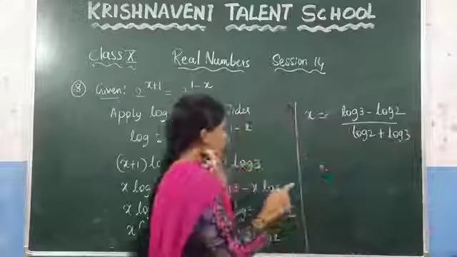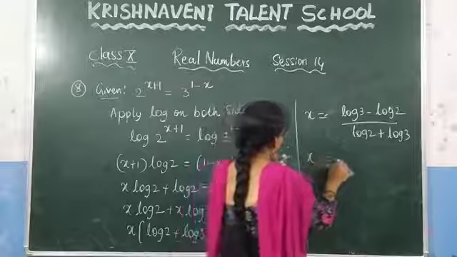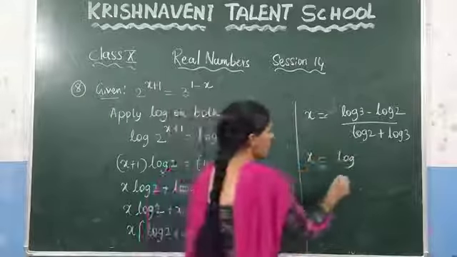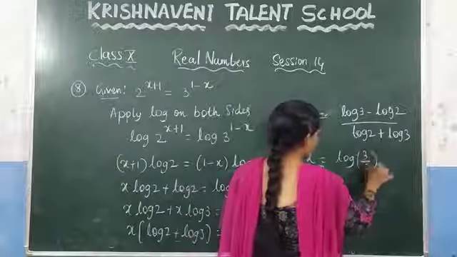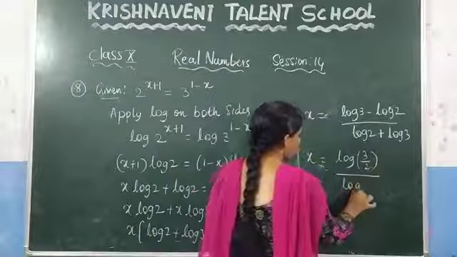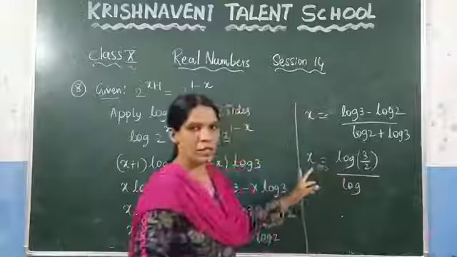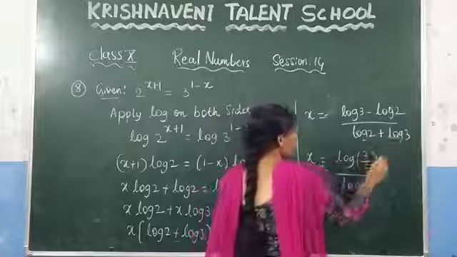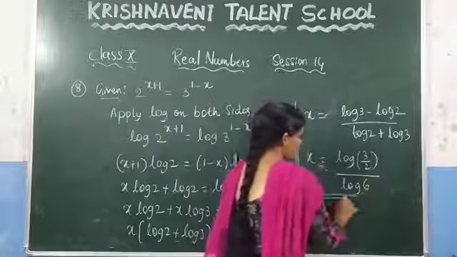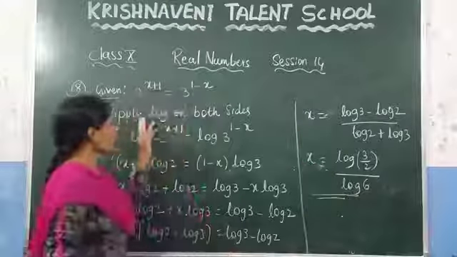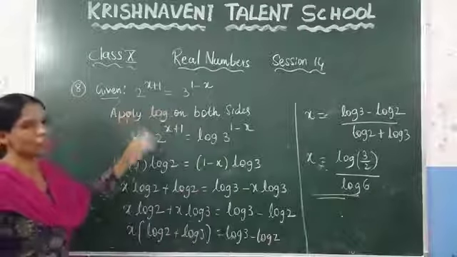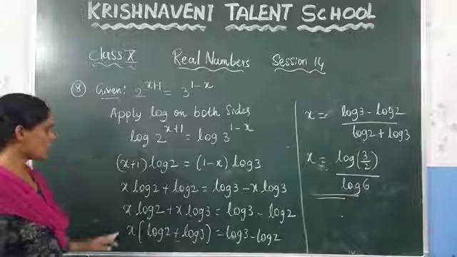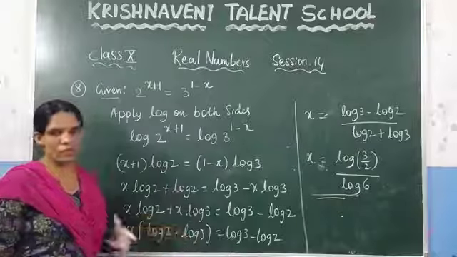Now you can leave it like this, or otherwise you can write this as a single log. It is in the form of log a minus log b. You can write it as log a by b. So it is log 3 by 2 by, it is in the form of log a plus log b. You know that log a plus log b is nothing but log a into b, which is log 2 into 3, which is 6. This is the value of x. They have given this equation. If you want to find the value of x, you need to apply log on both sides. And after that, doing all the process, you will get the value of x.